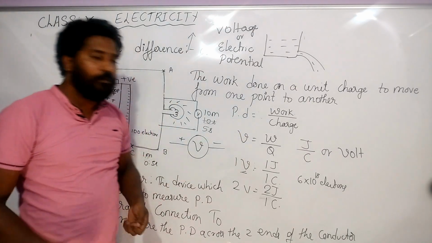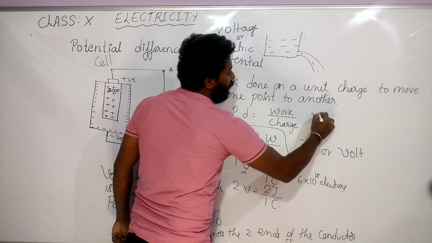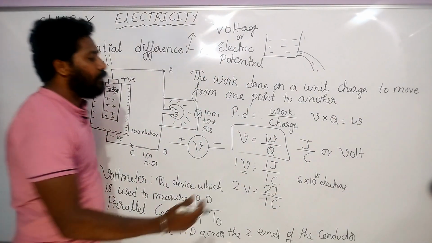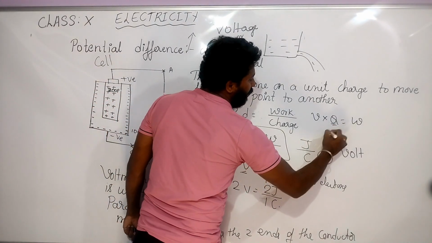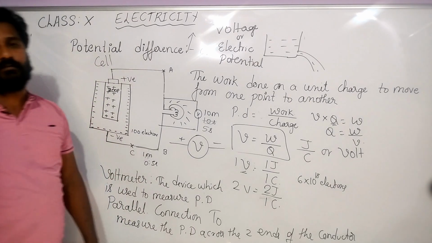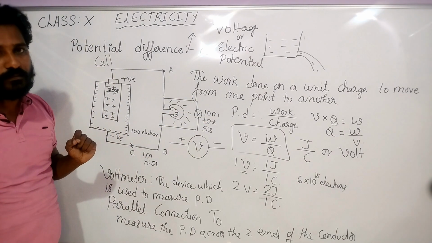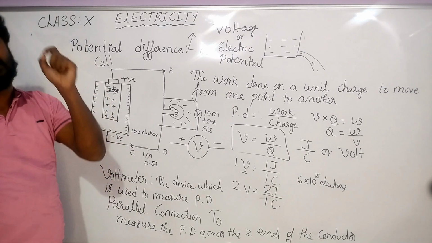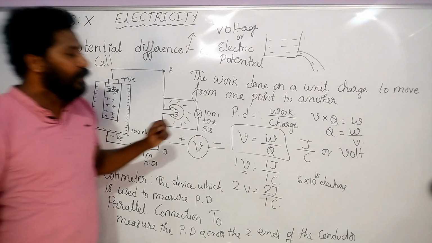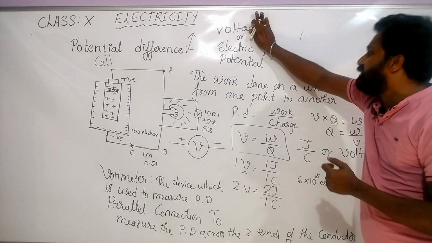And V is equal to W by Q. Like how we changed the same formula, we can just change it as V into Q is W. V into Q equals W. Suppose I want to find Q, then Q keep it here only. So Q is equal to W by V. We can just do like that. Did you understand? Any doubts related to this? Whichever doubts you have, please put them in the comment box so that I can solve them for you.